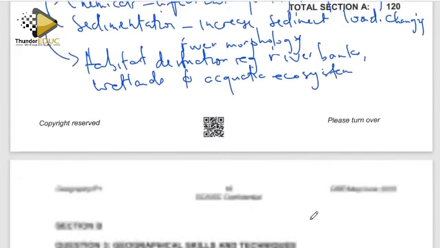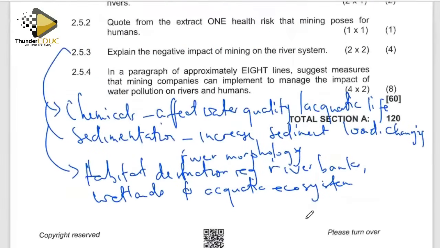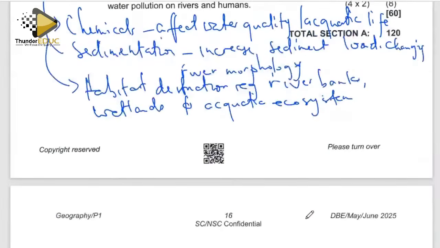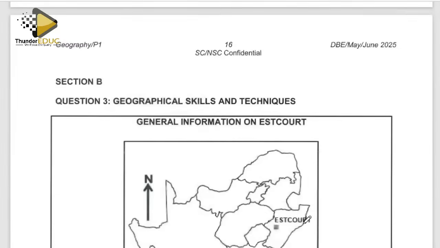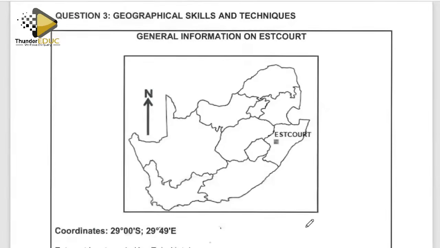Right, that takes us to the end of our section A on geomorphology. We move on to section B on geographical skills and techniques. But unfortunately for this discussion, we do not have the map for this paper. So what I'm going to do with this discussion, I'll just try to explain how we get through some of the questions and also try to illustrate where it is possible without the map.